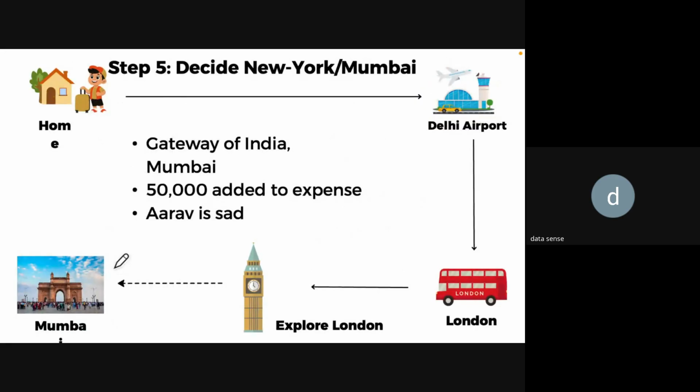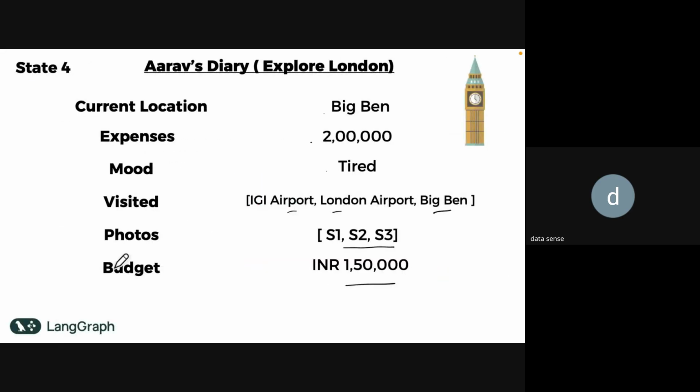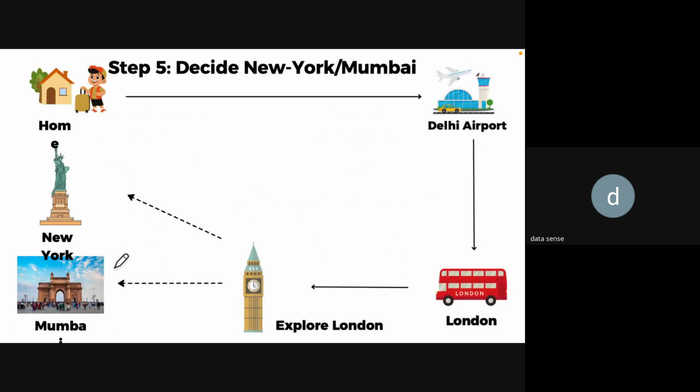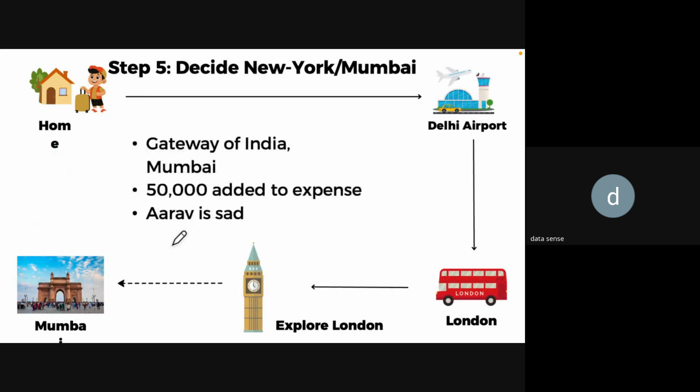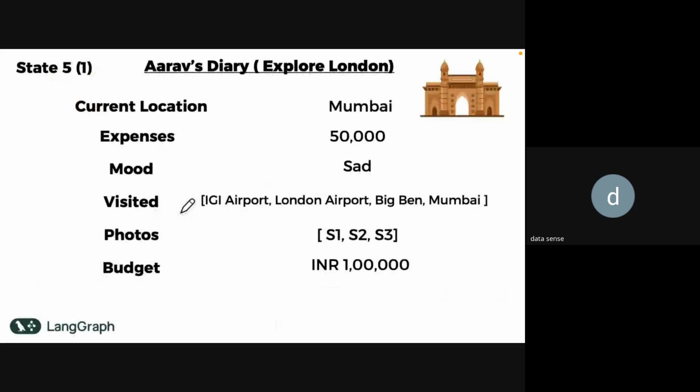Okay. So let's say, first scenario, because we see that his budget was, let's say, 150,000. So what will happen? Okay, he will fly. He will go to Mumbai, and let's say he goes to Gateway of India, spends 50,000, and now he's sad because he couldn't go to New York, for example. Let us say, right? So this is his potential state 5-1.